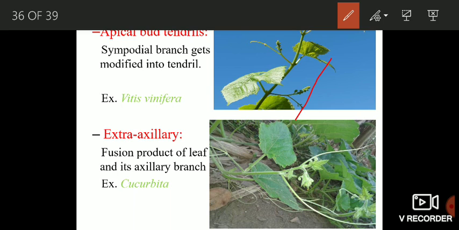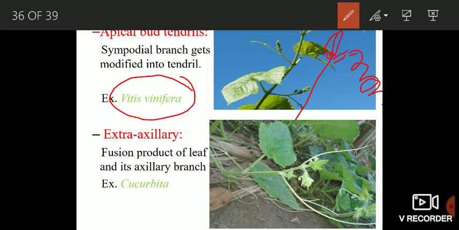I will tell you how. Say this is the apex of the plant, and this apical bud got bifurcated and formed two branches, one stronger branch which continues the growth of the plant, and one smaller lateral branch. This smaller lateral branch, which is known as the sympodial branch, gets modified and forms a tendril, and the example is Vitis vinifera.